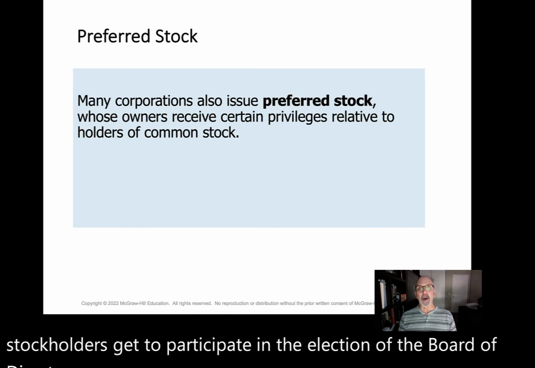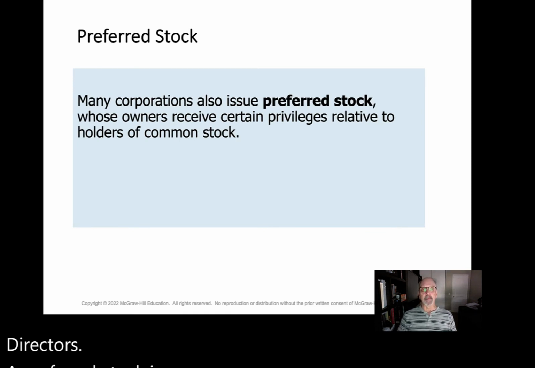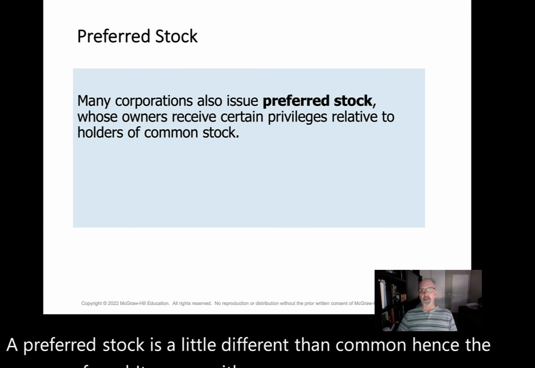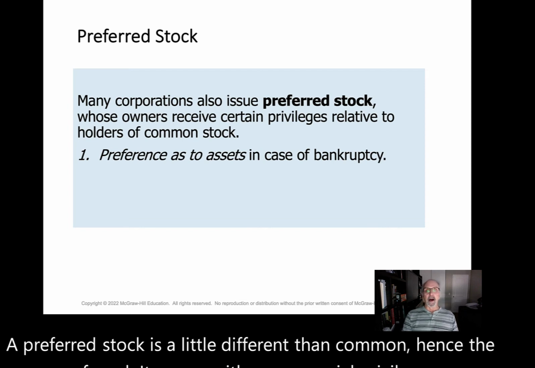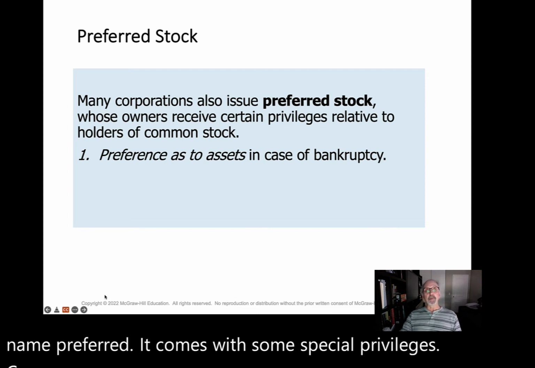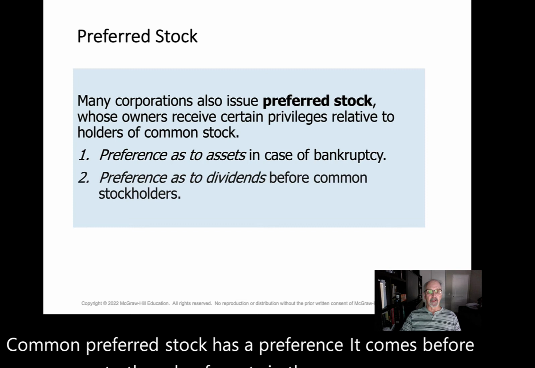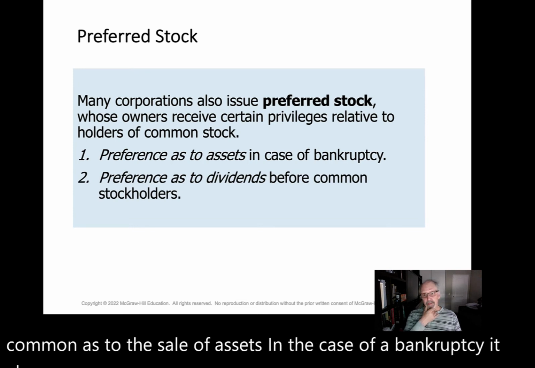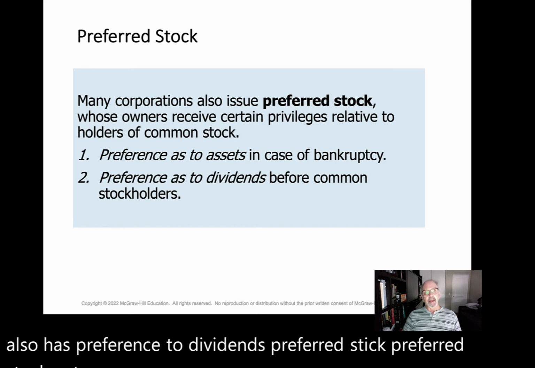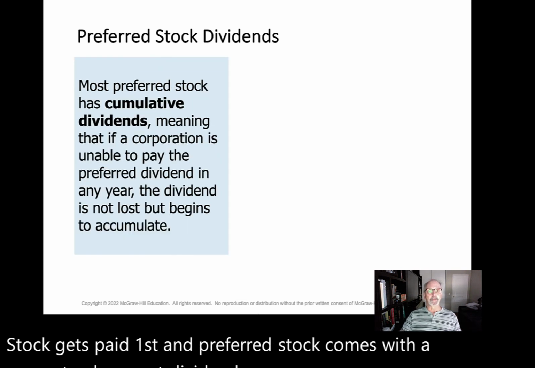Now, preferred stock is a little different than common, hence the name preferred. It comes with some special privileges. Preferred stock has a preference. It comes before common as to the sale of assets in the case of a bankruptcy. It also has preference to dividends. Preferred stock gets paid first, and preferred stock comes with a guaranteed percent dividend, a guaranteed return, if you will.